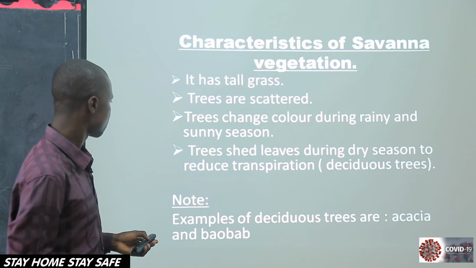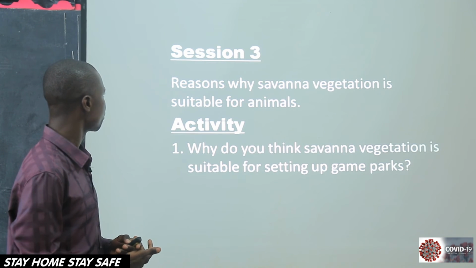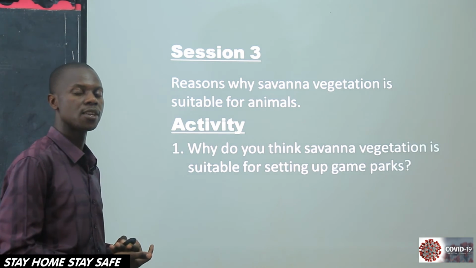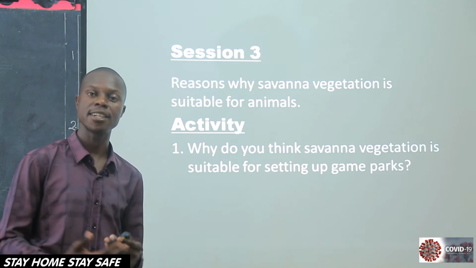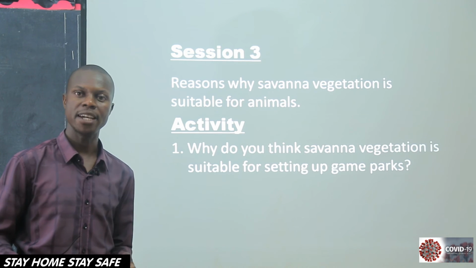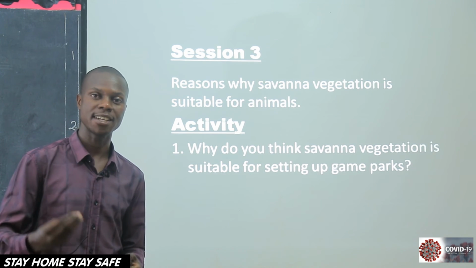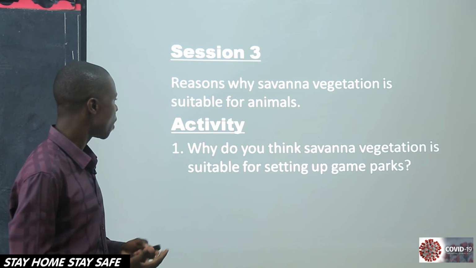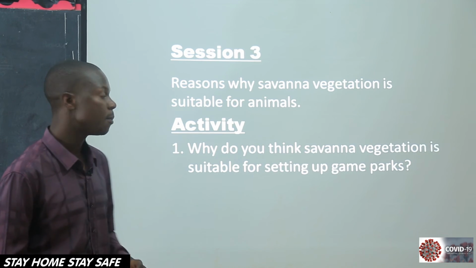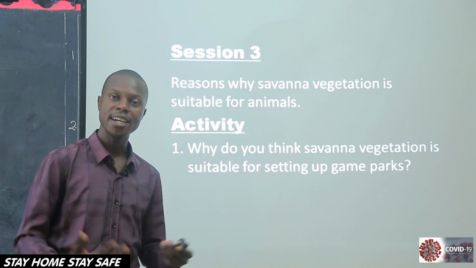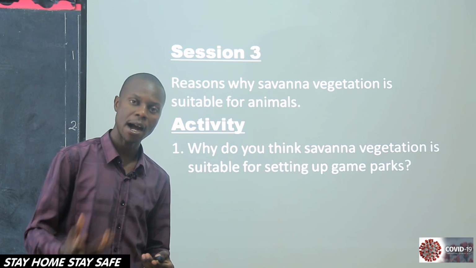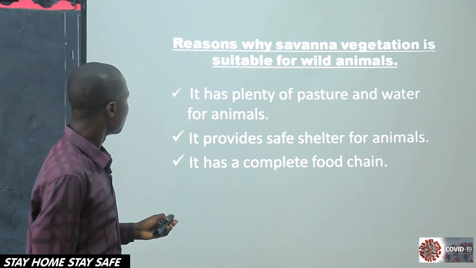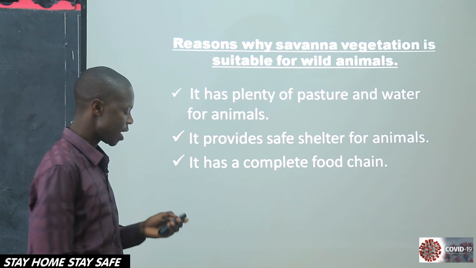Yes, let's now proceed. Let's look at our session three, where we want to look at reasons why savanna vegetation is suitable for animals. Why do you think most animals like to live in the savanna region? Why do you think the government likes so much setting up game parks in the savanna regions? Can you think about that? Why do you think savanna vegetation is suitable for setting up game parks, meaning it favors these wild animals? How? That's what we need to know. Let's compare what you have come up with to what I have here.